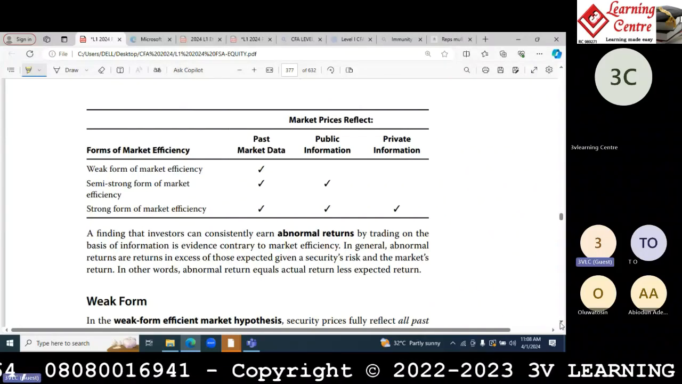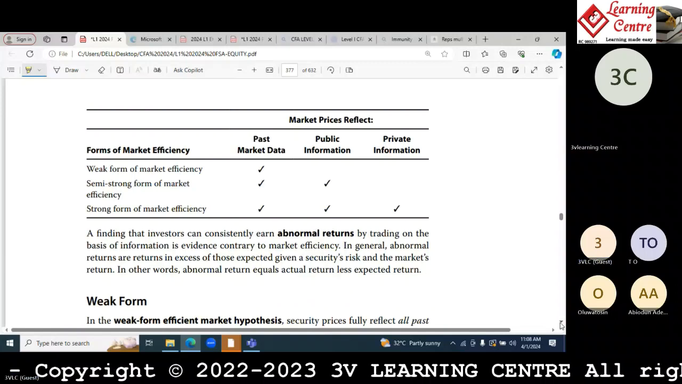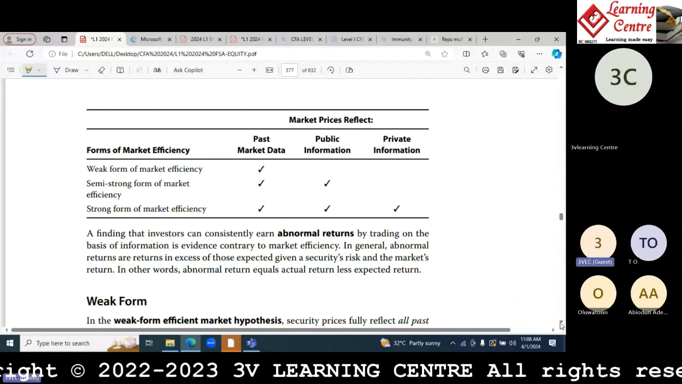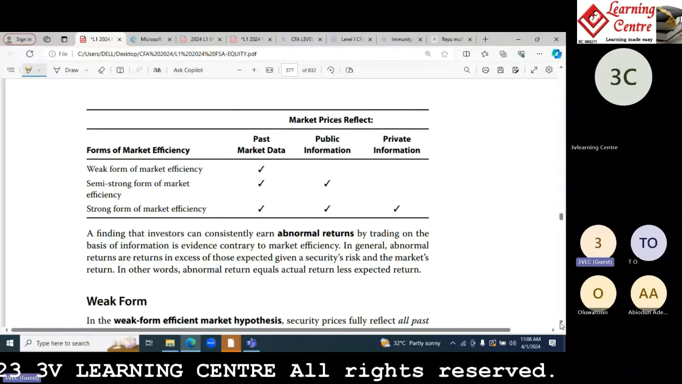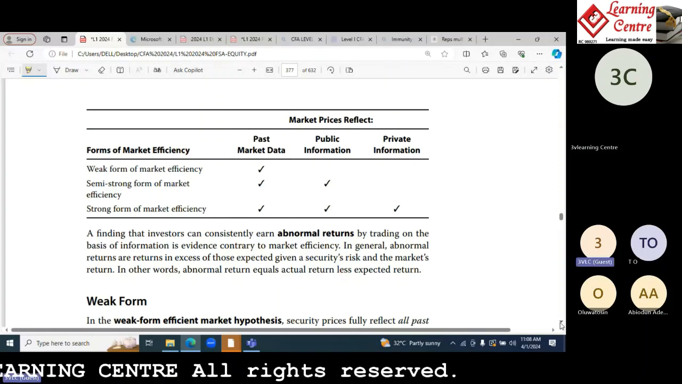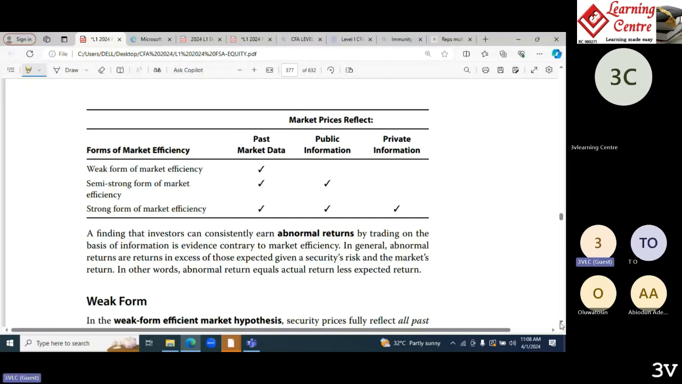Now, for the semi-strong form, market prices reflect both past market data and public information. As long as the information is public, it is assumed that it is already reflected in prices. And market data of the past is also reflected in prices. So you would say that the semi-strong form is an advanced form of what? The weak form.